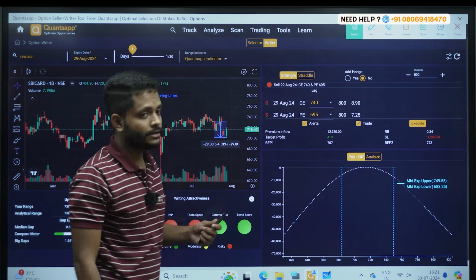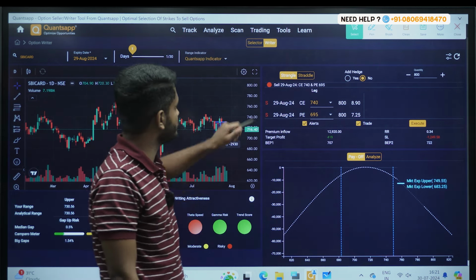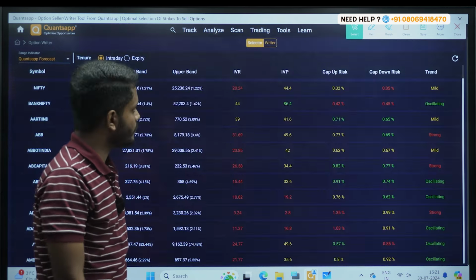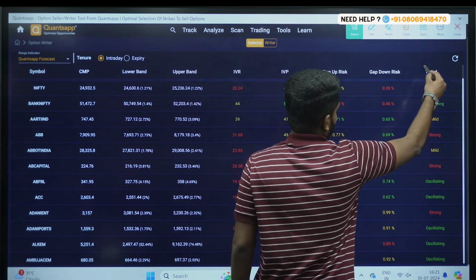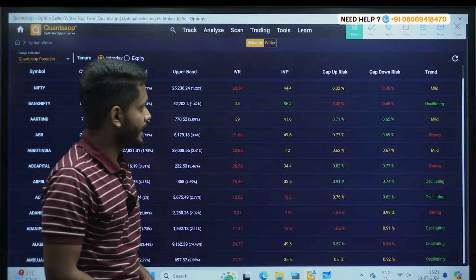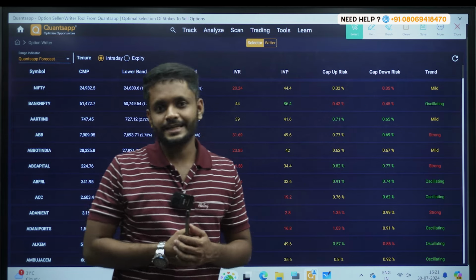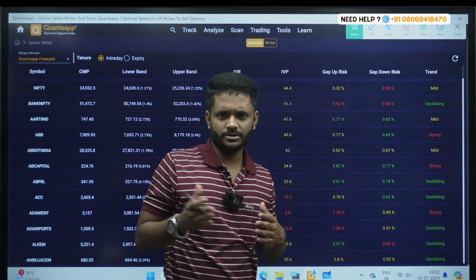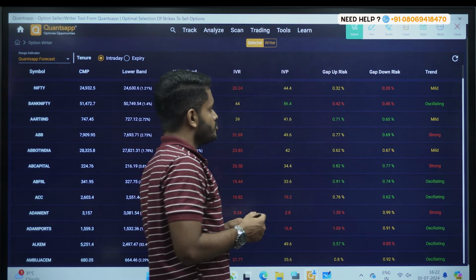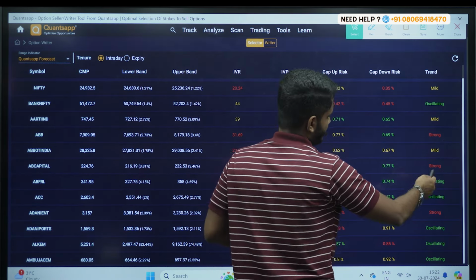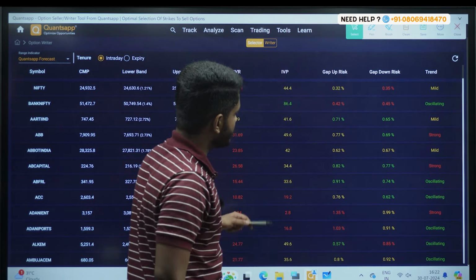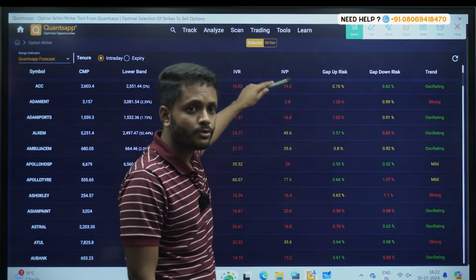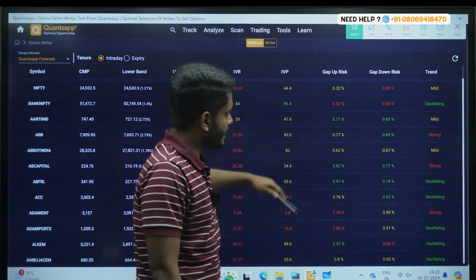Now, how can you select the stocks wherein you can execute sell? Go to selector. Here check out the last column, which is trend. Usually an option writer seeks oscillating stocks. He doesn't want a strong or a mild trend, correct? So you can go and check, see, oscillating, oscillating, oscillating. The stocks which are oscillating, you can filter out, take these stocks and plot them in the option writer. And if the writer gives you a green signal, you can definitely go with it, correct?